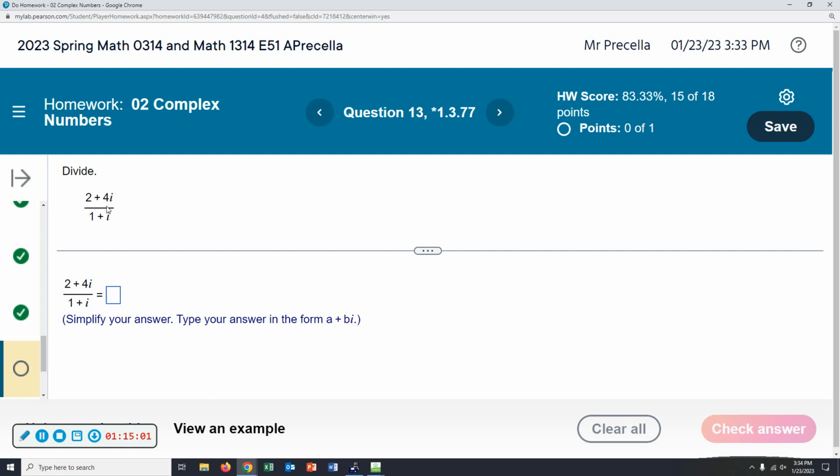We have the complex number 2 plus 4i divided by the complex number 1 plus i. Make sure I didn't miscopy. 2 plus 4i. Okay.